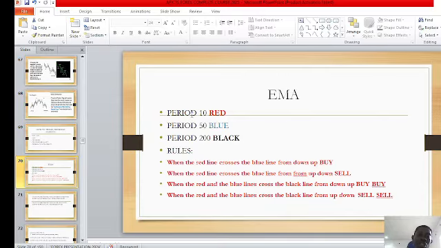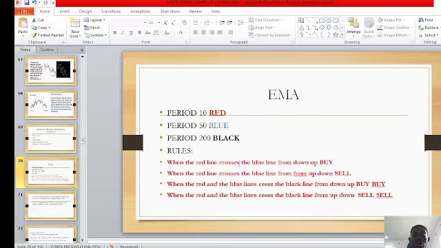For the exponential moving average, you have period 10, which is red in color, and then period 50, which is blue in color, and period 200, which is black in color. Please take note. That's why I decided to write it out today so that I can see it clearly on the screen. Period 10 is red, period 50 is blue, period 200 is black, and here are the rules we're going to be following in order to take trades using these moving averages.